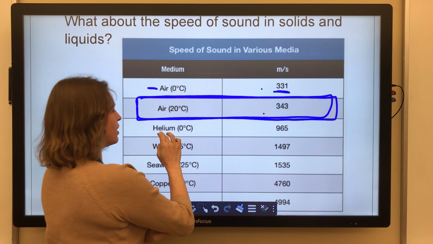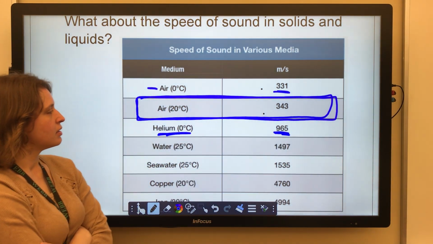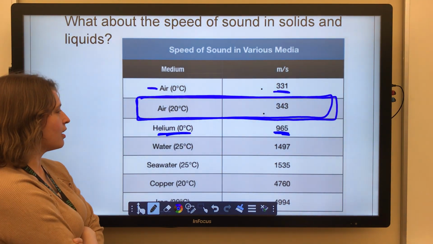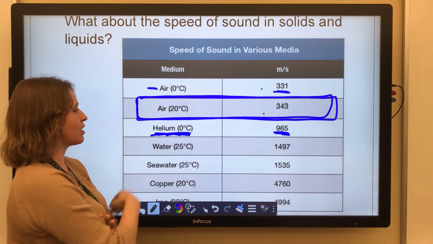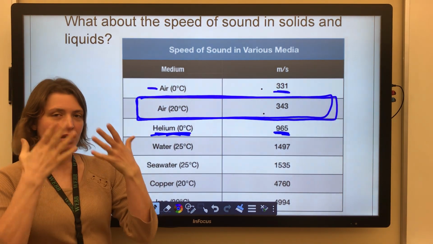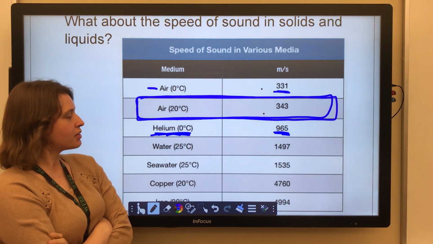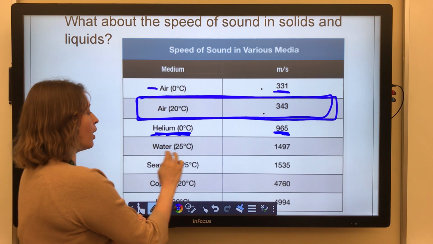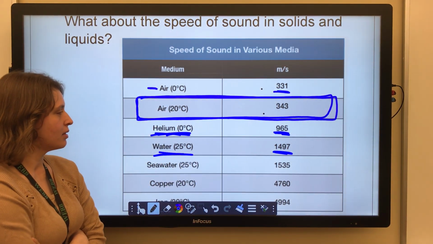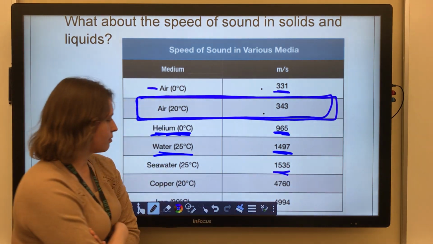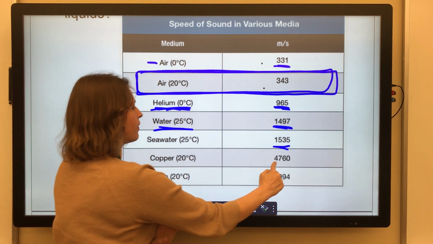Lower the temperature a little bit, and you get a slightly lower speed. Take a look at helium, though. Speed of sound in helium is quite a bit faster. I don't know if you make this connection or not, but when you breathe in helium, your voice sounds really, really different across your vocal cords. Water has a much faster speed of sound, even faster in seawater. And then you take a look at metals. Sound moves really, really fast through metals.